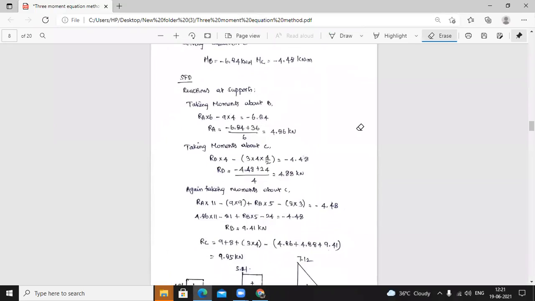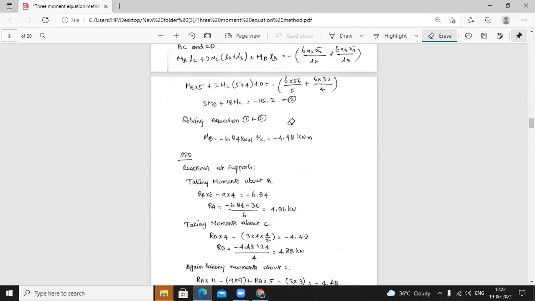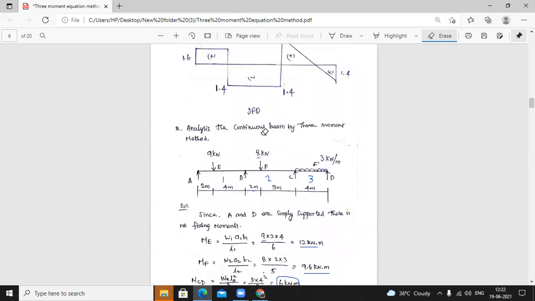So, reaction at support. Okay. The first step is we have to calculate the reactions RA and RD. For that purpose, I'm taking moments about the point B, because the moment at B we already know. So now, taking moments about the point B, I'm considering only this portion for calculating RA.